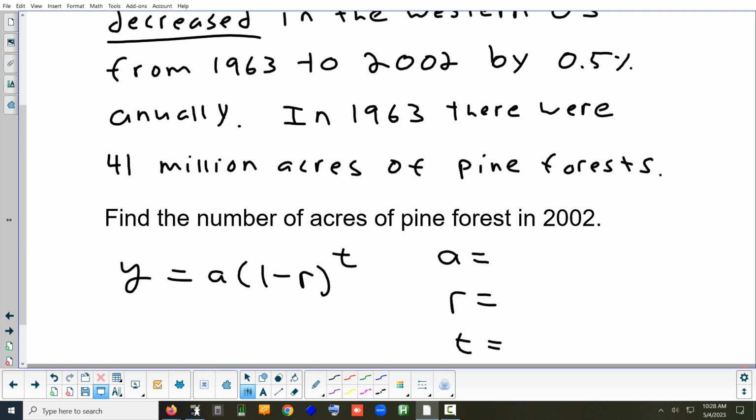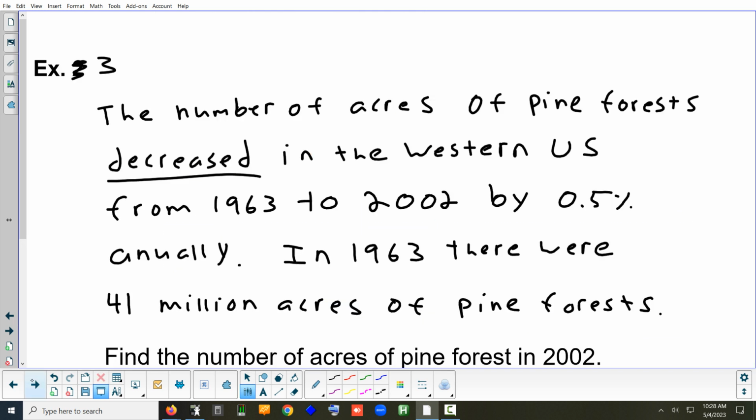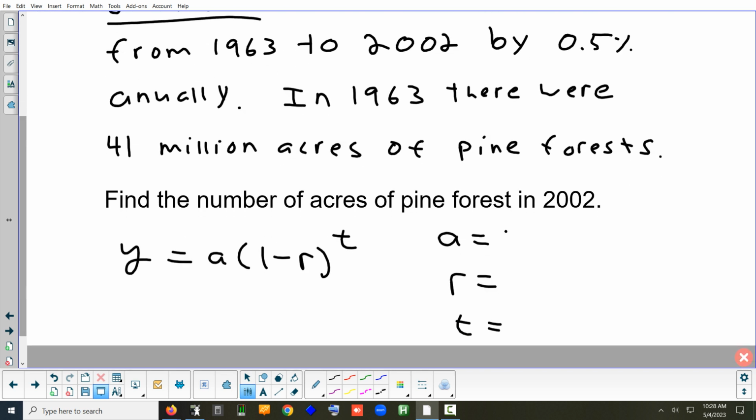Okay, so let's go through what's A. A is some type of amount that you started with. Does anybody see a number in this problem that represents something we're starting with? Yeah, 41 million. That's the number of acres we're starting with in the time frame we're looking at, 1963 to 2002. So 41 million. That's the A value. We can just write it as 41. You don't have to put all the zeros. Just remember that 41 is million, not the number 41.